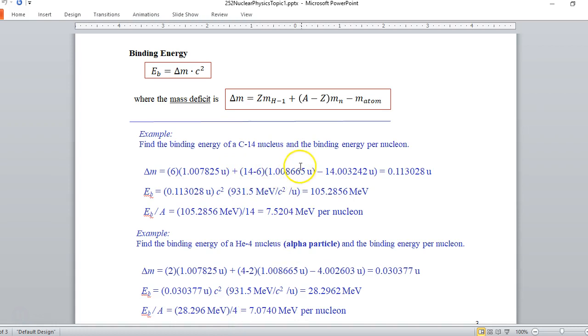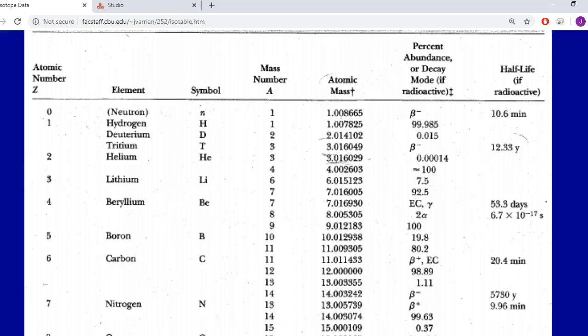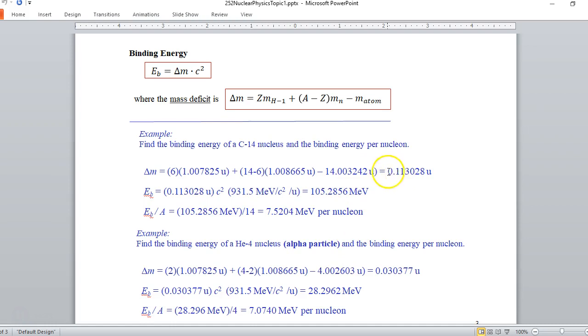There's that multiplication. Then I have to subtract off the mass of the bound atom. So I need the carbon-14 atom mass. So I go back to my table. I find carbon. I look for mass number 14, and there it is right there. 14.003242. So you see that right here. I end up with, and these are all unified mass units, I end up with delta M, the mass deficit, in U.